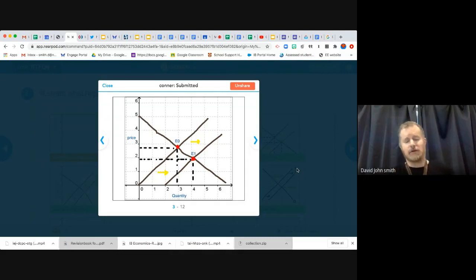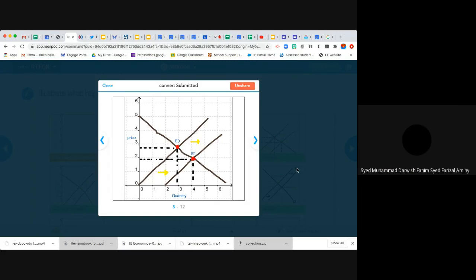So what have you noticed has happened to the equilibrium price or the market price, and the equilibrium quantity, also known as the market quantity? What has happened? The price decreased, but the quantity increases. Well done.